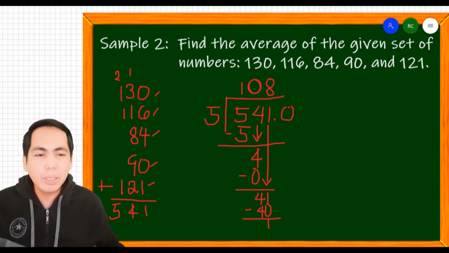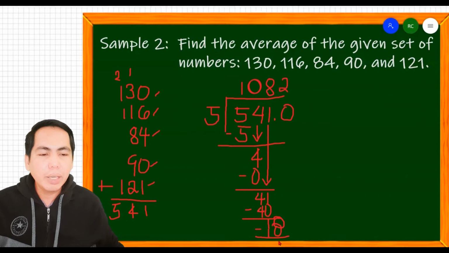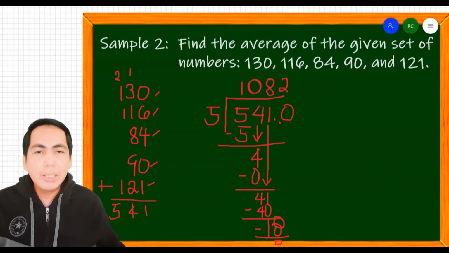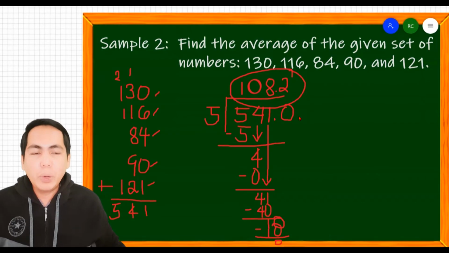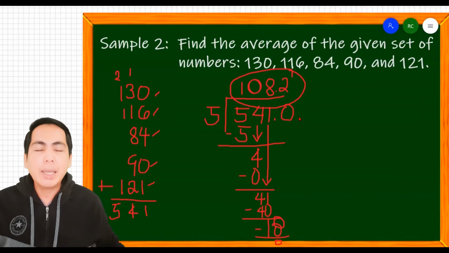So we can put here 0, and then we have to bring this 0 down. So we have now 10 divided by 5 to give us 2. 2 times 5 is 10, minus, so 10 minus 10 is 0. So the decimal point in our quotient is directly above the decimal point in our dividend. So you have 108.2 or 108 and 2 tenths. So therefore, the average of 130, 116, 84, 90, and 121 is 108 and 2 tenths.